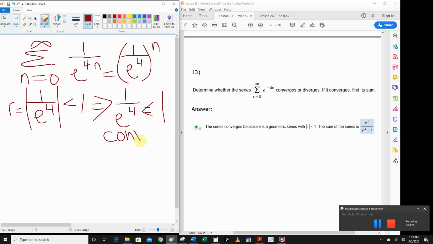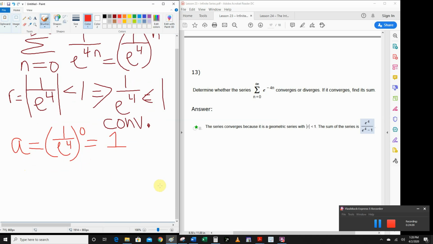So our series converges, and that means we can find the sum. The first thing we need to find, though, is the first term in our sequence, or a. So if we let n equal 0, that would equal positive 1. So our sum formula is a over 1 minus r. And just plug in your a and r. So we have 1 over 1 minus 1 over e to the 4th power.